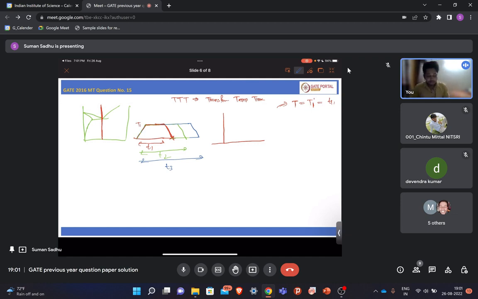So what you will see is that it will take some time to nucleate. This gap is basically the incubation period. Once it is nucleated, the phase fraction grows. In this axis it is the fraction transformed, and this axis is the time. So first it will take some time to nucleate. This time is the incubation time.